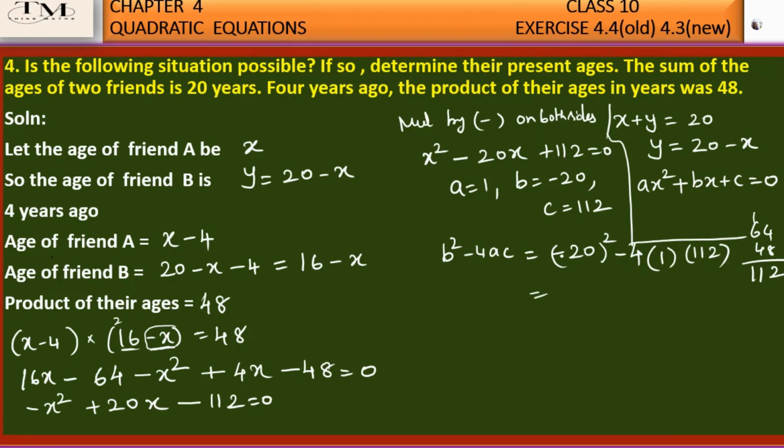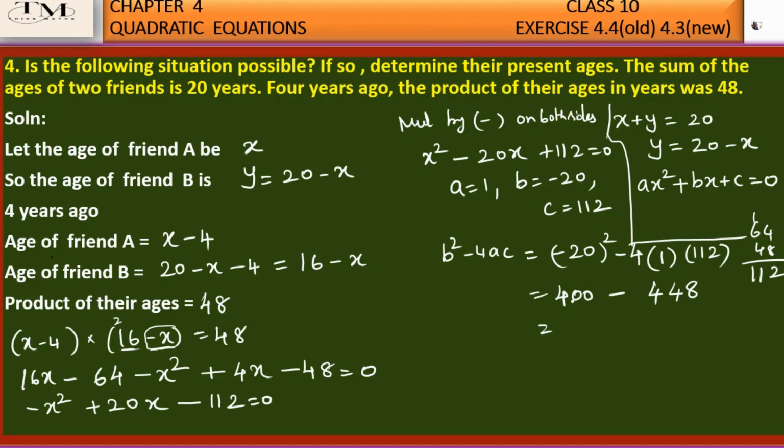So minus 20 whole square is plus. So 20 square is 400. 20 into 20 is 400, minus 4 into 1, it is 4. 4 into 112: 4 into 2 is 8, 4 into 1 is 4, 4 into 1 is 4.